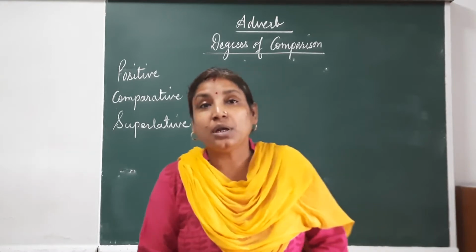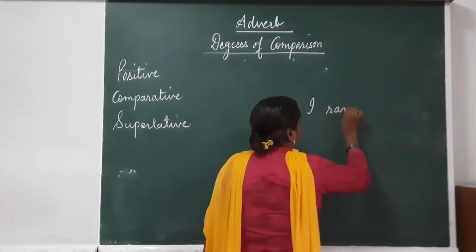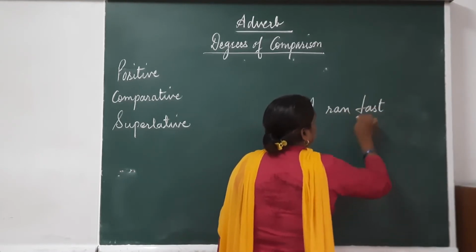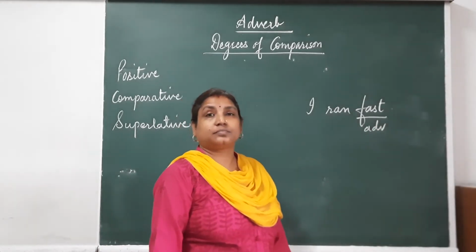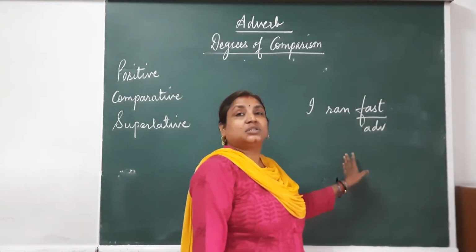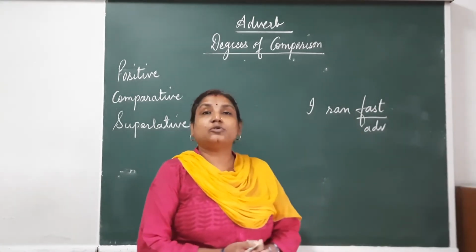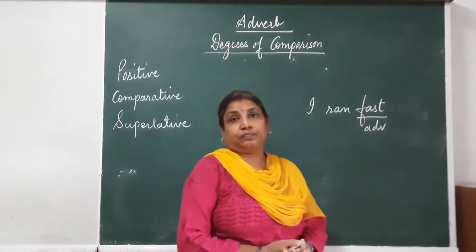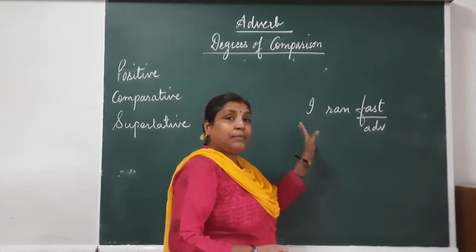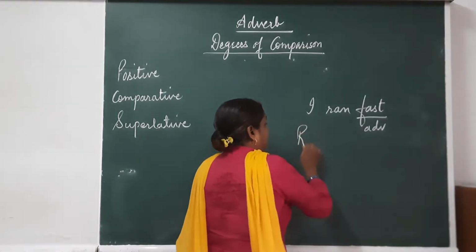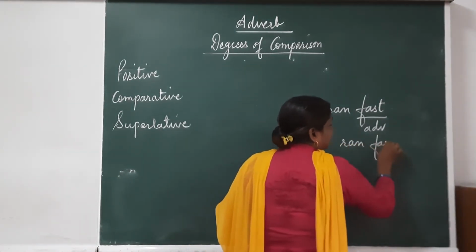Take for example, I ran fast. If I write the sentence as I ran fast, here fast is an adverb. Fast is an adverb. This is the base form, what we call the positive degree. But suppose there is a competition going on and many students are running. I am running fast, but Ravi is ahead of me. So Ravi ran faster than me.